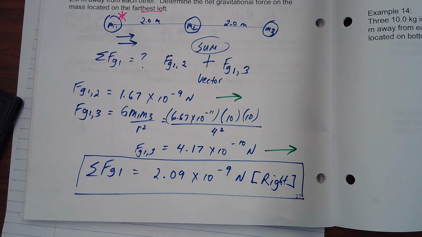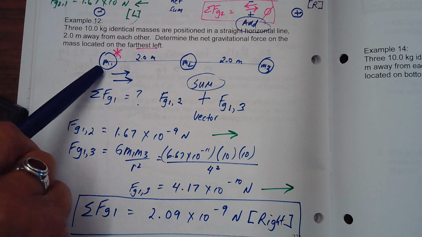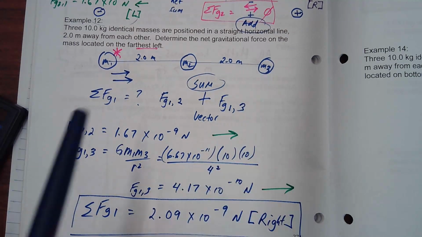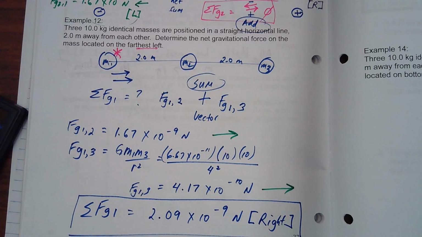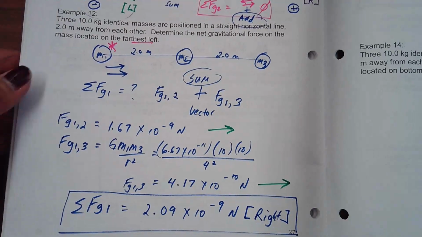So you need to make sure that you include all the masses that are affecting whatever mass you're focusing on, in this case mass 1. Mass 1 is affected by 2 and 3 independently, 2 masses at a time. So the formula doesn't tell you G M1 M2 M3. There's no such thing. It's between 2 objects at a time. And then you just find the sum.